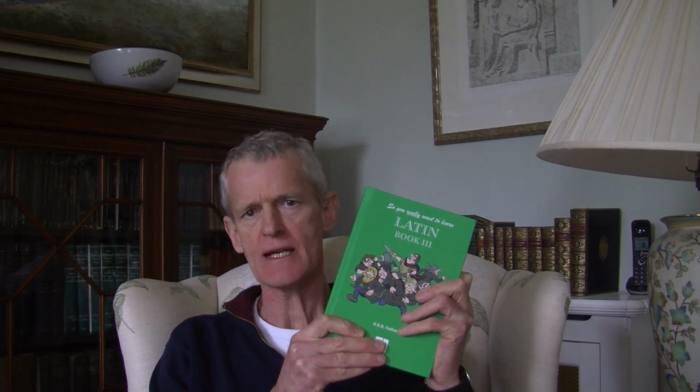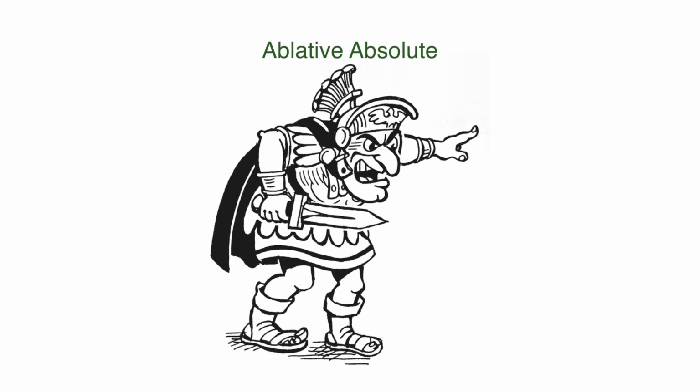Welcome back to So You Really Want to Learn Latin, and today we are in chapter 2 of book 3 and we are going to be dealing with the ablative absolute. Now, I told you last time the ablative absolute is a belter of a construction and it allows you to do some really clever little things, turning sentences inside out, setting the scene, all sorts of wonderful things.